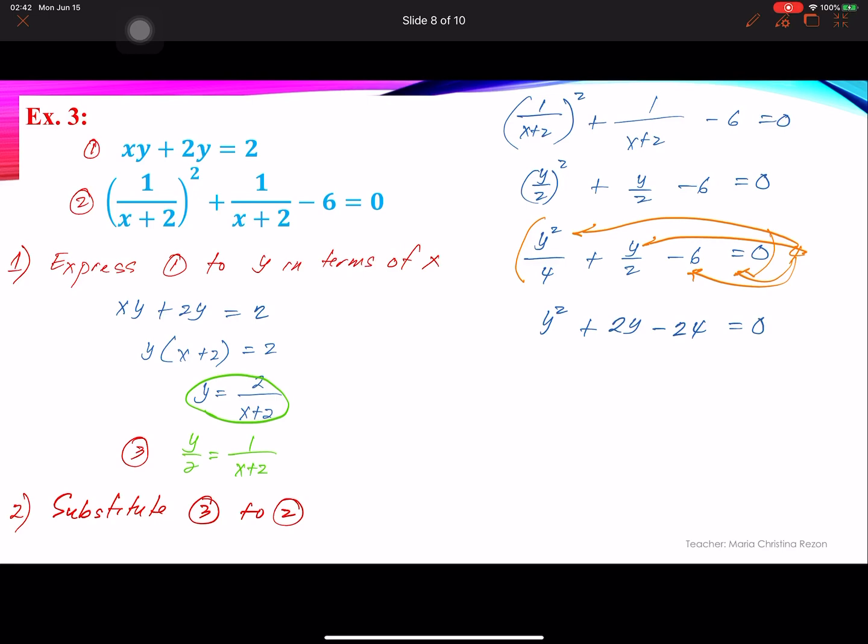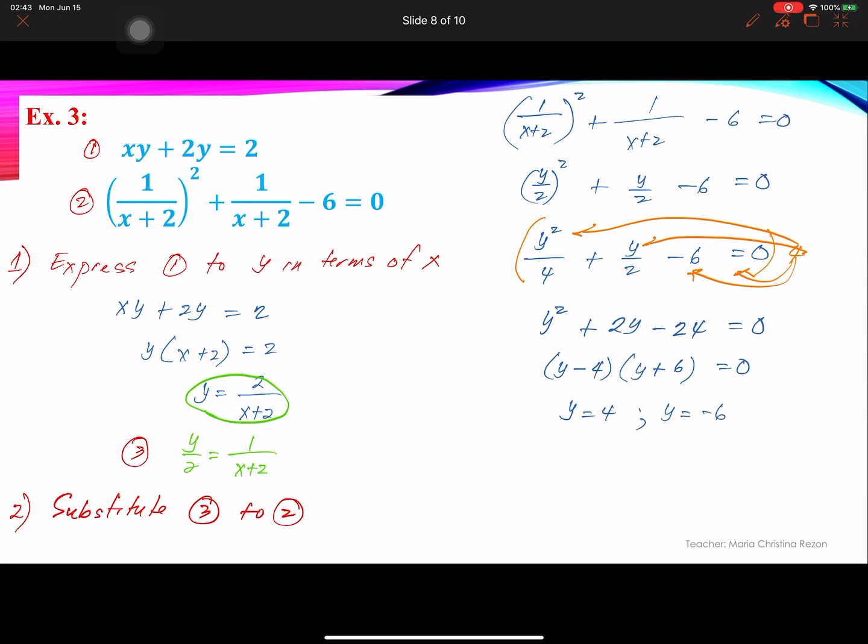And this expression or equation here, you can factor it out, y and y. So 24 is negative, but you need to have a positive middle term, so that would be negative, positive. And then what are the factors of 24 that when you subtract gives you positive 2? Then that is 6 and 4 equals 0. Therefore, your y is equal to 4, or your y is equal to negative 6.